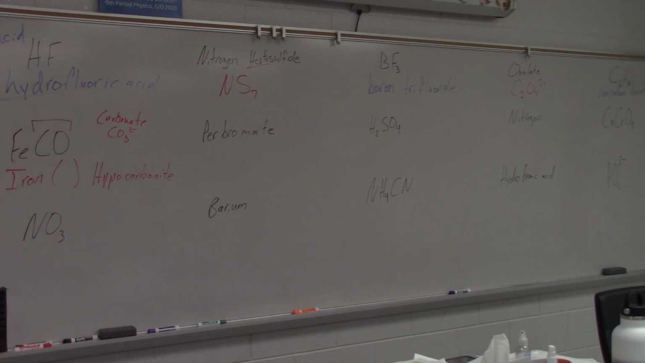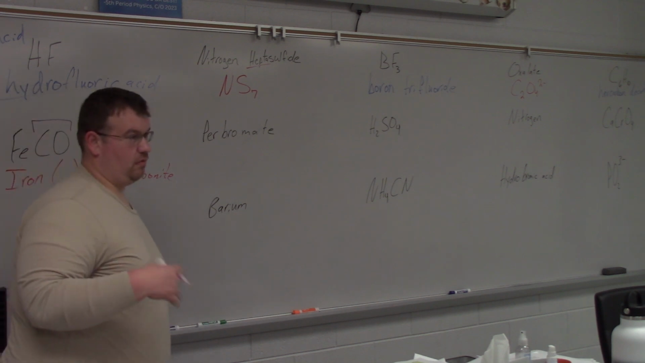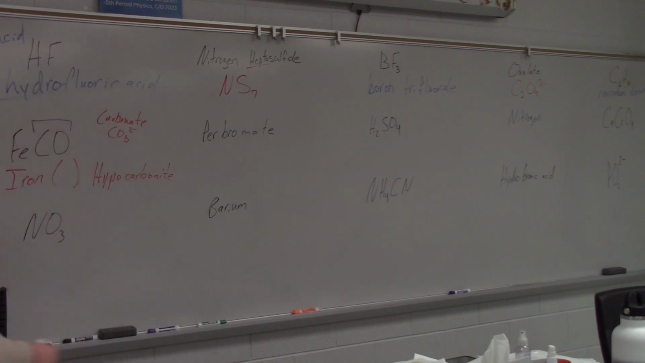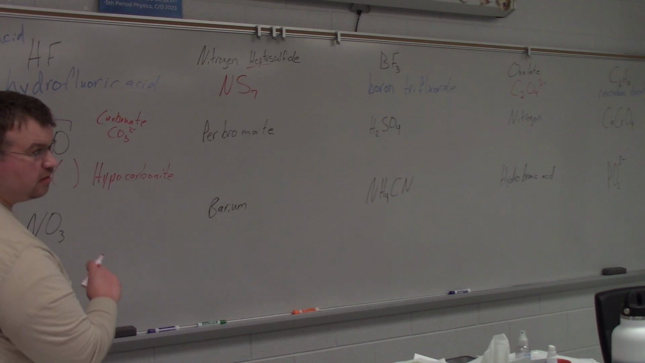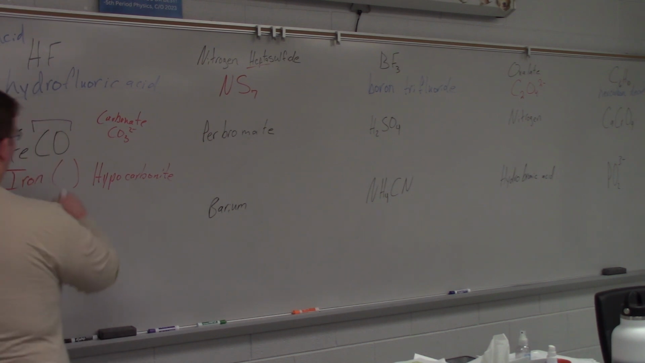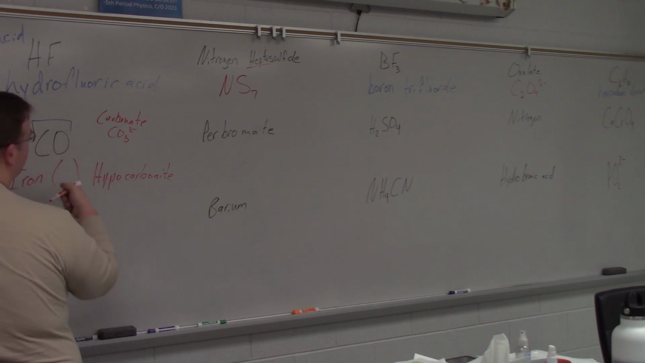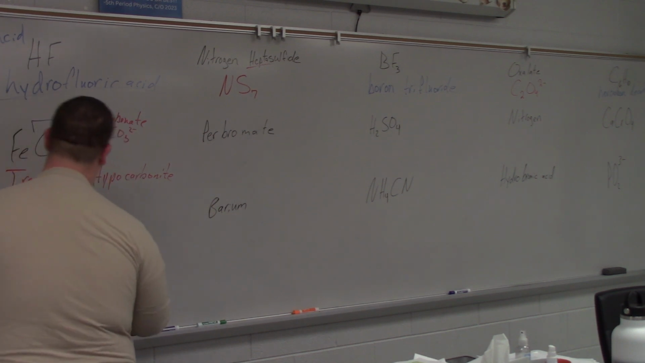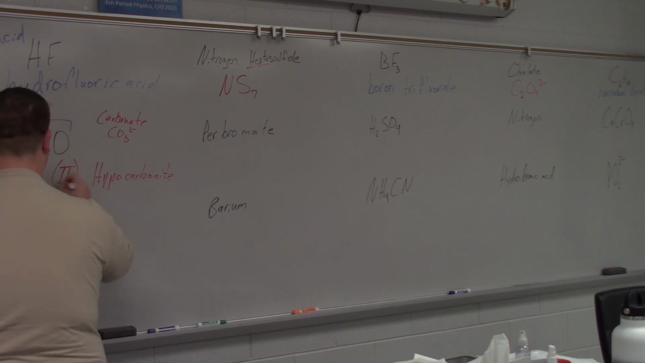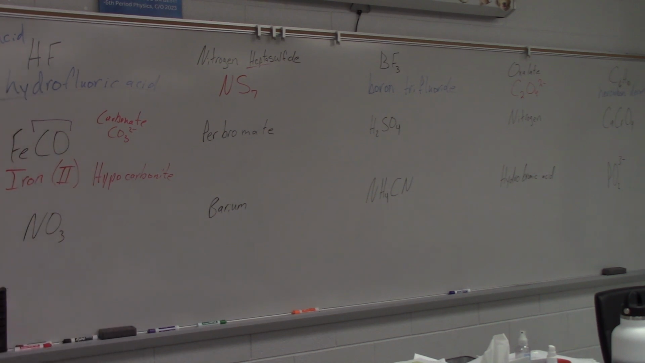Anytime we see CO, do we assume it's carbonate? Because oxalate is also a variation of CO. Oxalate is C2O4. So if you see the C2, that's the giveaway you're looking for that. Then you have to look at the charge. There's a 1-to-1 here, so that means it's the same as the hypocarbonite, but the opposite sign. So it's iron 2 hypocarbonite.